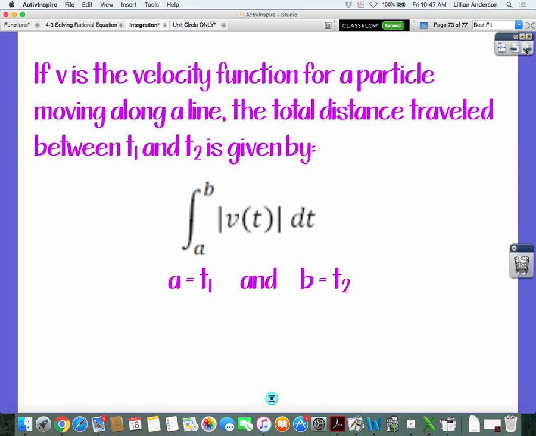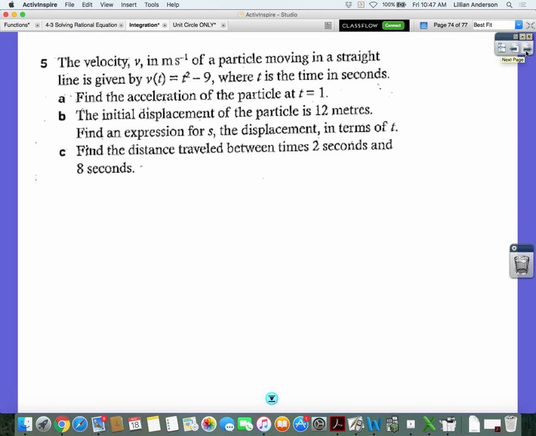So if they ever ask you to find the total distance traveled of an object, or how far the object has gone, you do the absolute value and still just do the antiderivative. So basically whatever you get, you just make it positive. Simple enough? Good. Let's look at these 2 examples.